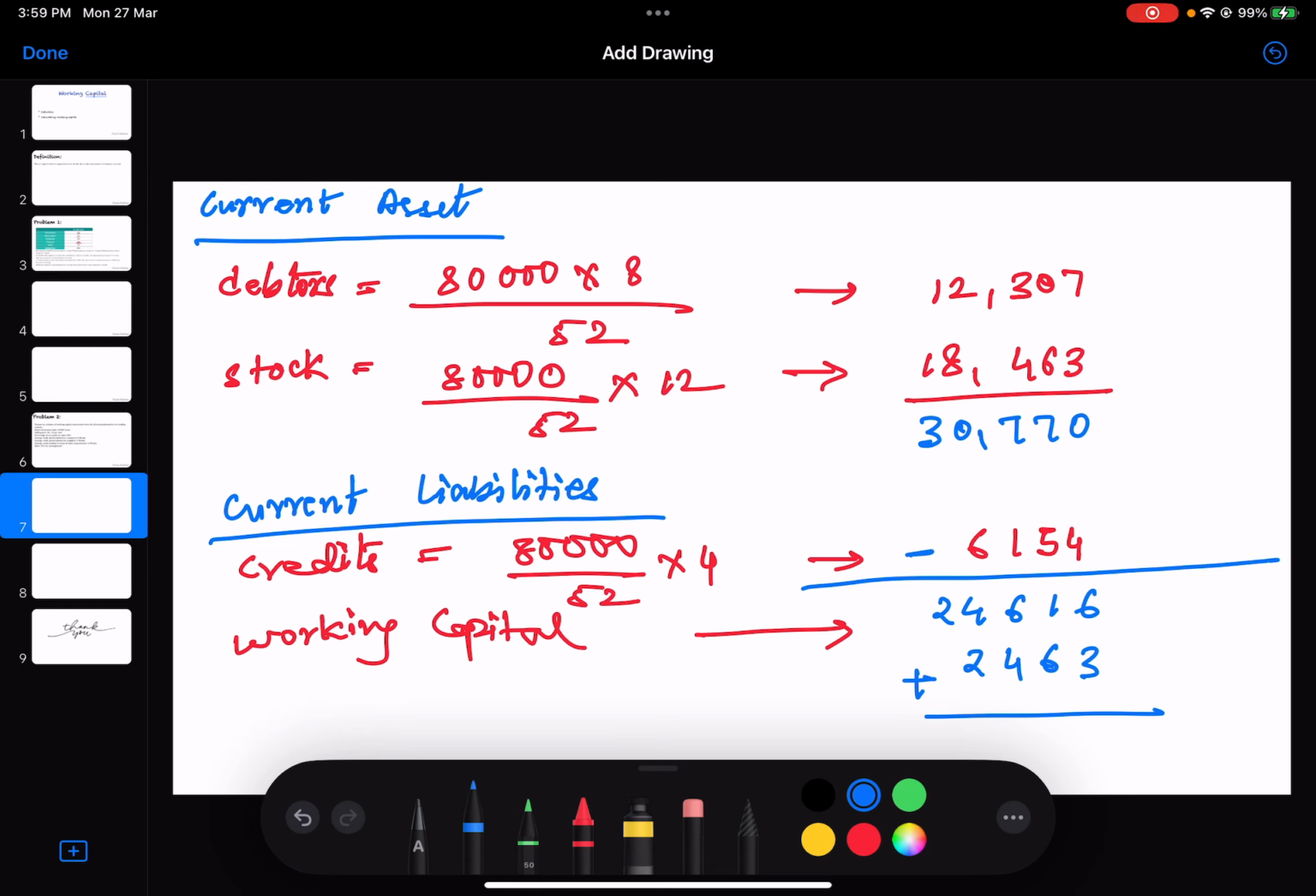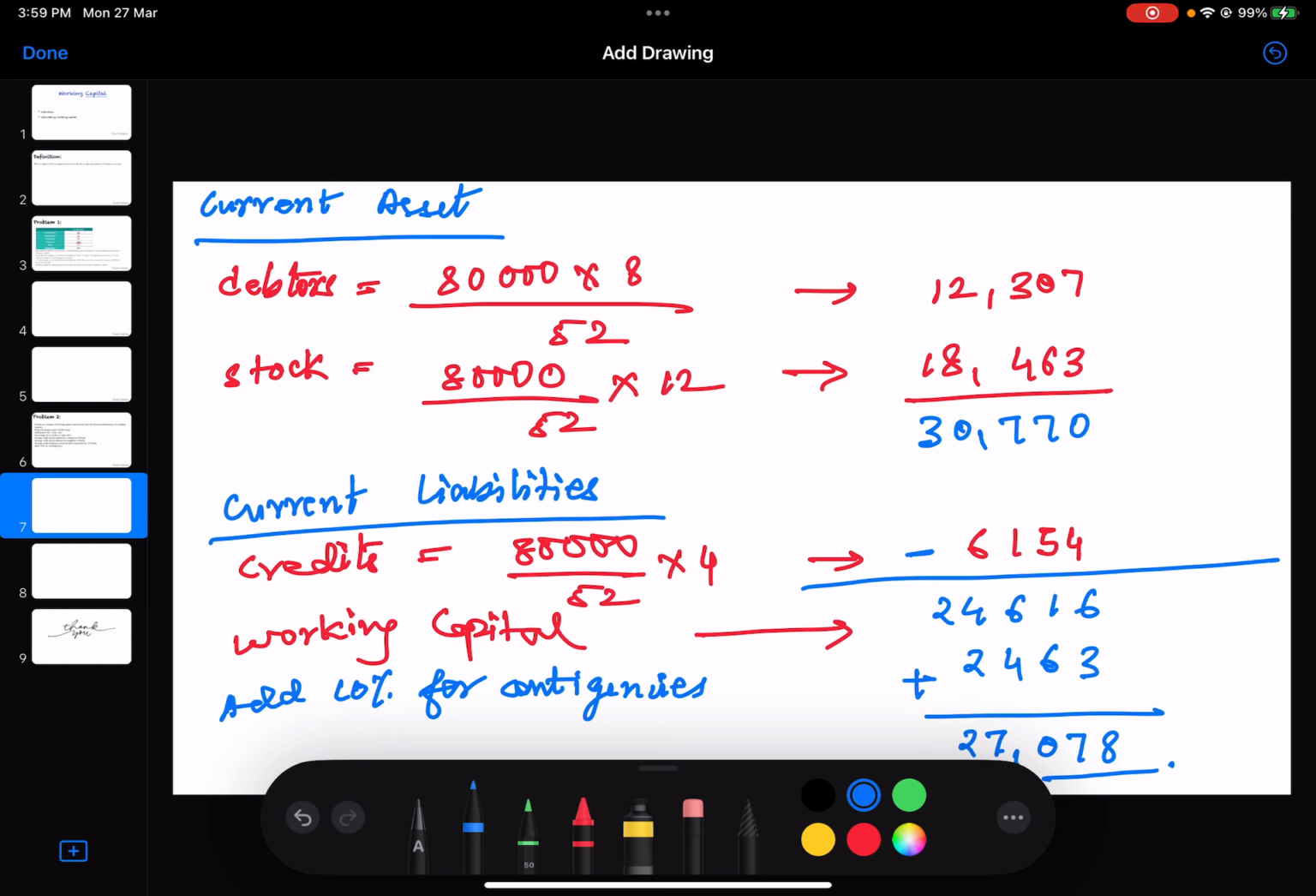Okay. Here you can simply write add 10% for contingencies. Okay. And this will give you 27,078 rupees approx. Okay. So this will be your answer.